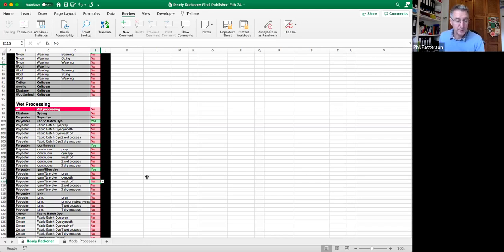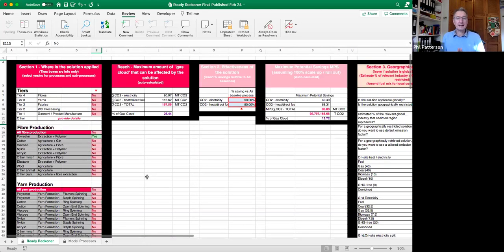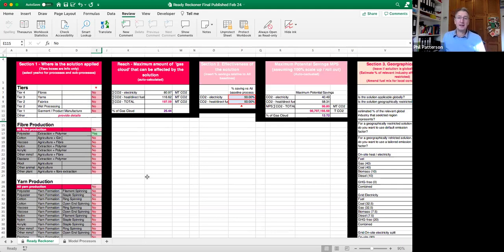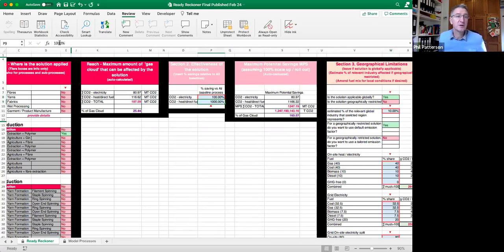And then what we would do, in the next box, because we're completely eliminating the need for these, we are putting 100% savings in there. So we would put 100% savings, 1000% is rather a lot, 100% savings in there. And this shows us that the potential here is enormous, because the reach is 25% of the gas cloud. That's what the polyester manufacture and polyester wet processing accounts for between them. And the maximum potential savings, because we're just not doing it, are huge.